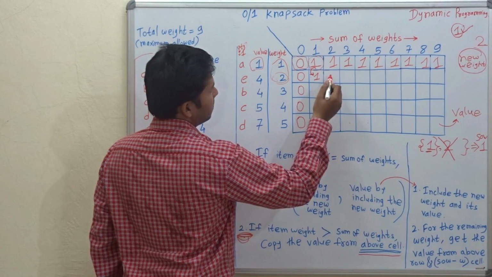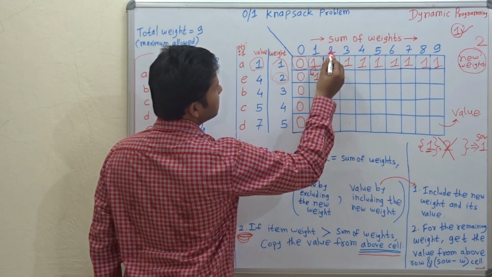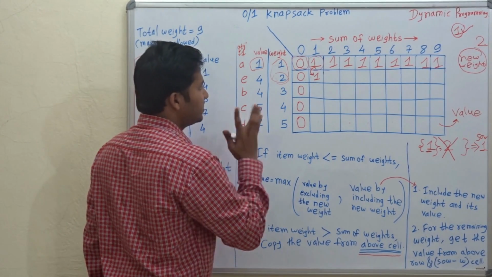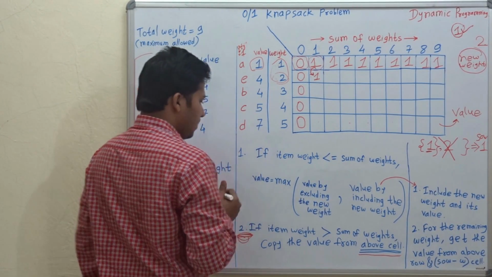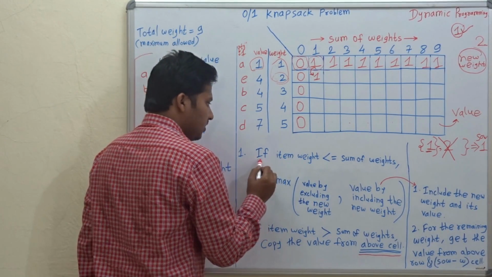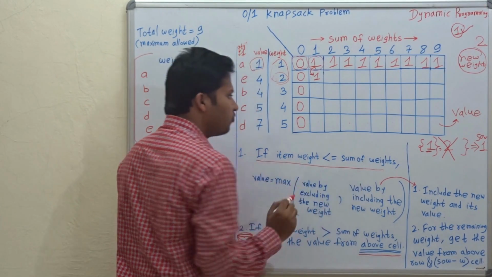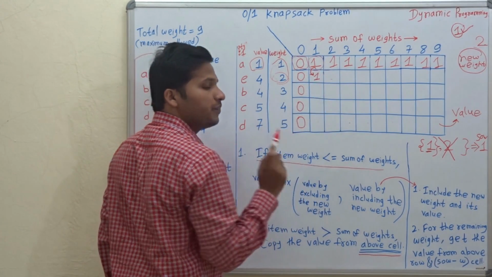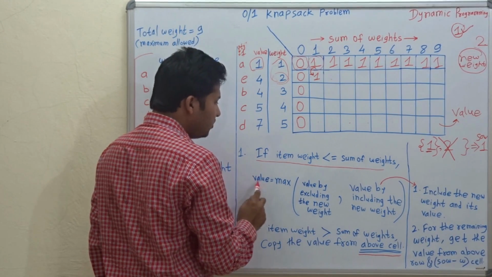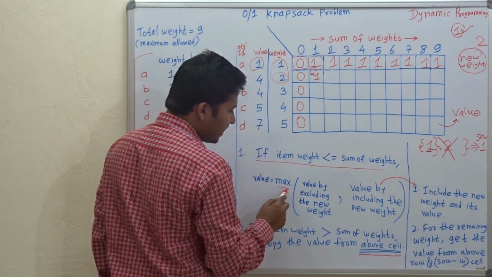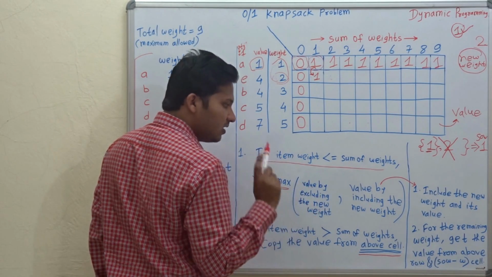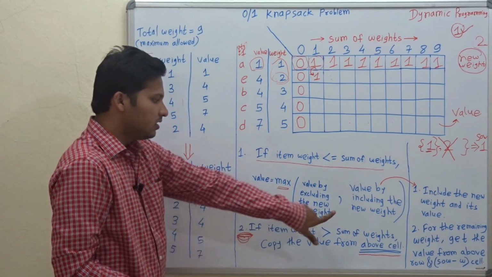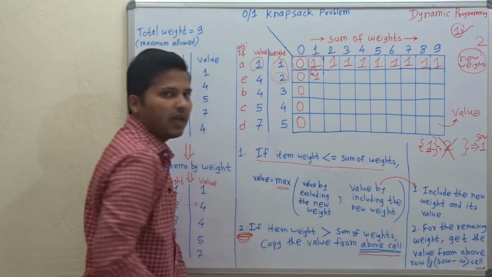So 2 can contribute in forming sum of weight 2. Yes, it can contribute. So let's see how it does. Now the condition is this: if item weight is less than or equal to sum of weight, yes, 2 is less than or equal to 2, then the value in this cell is max of value by excluding the new weight, comma, value by including the new weight, the maximum value out of these two values.